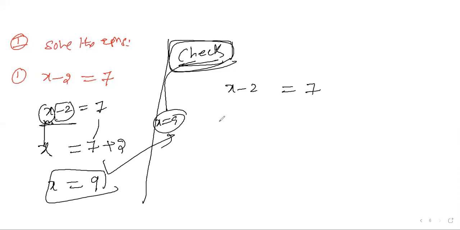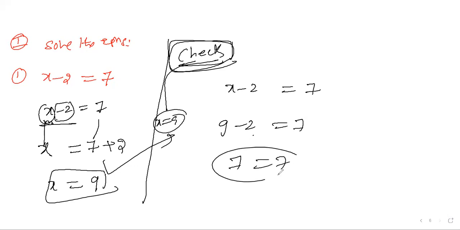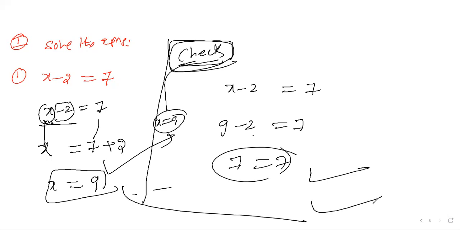LHS equal to RHS is required. So x means 9 minus 2 is equal to 7. And 9 minus 2 is 7, so 7 is equal to 7. Your answer is right. Otherwise, your answer is wrong. The first question is clear, no doubt at all. Next, I'm going to take the second question now.